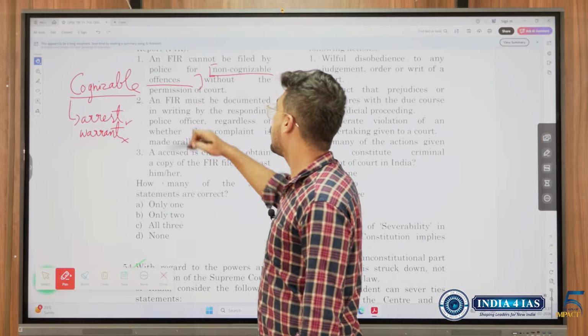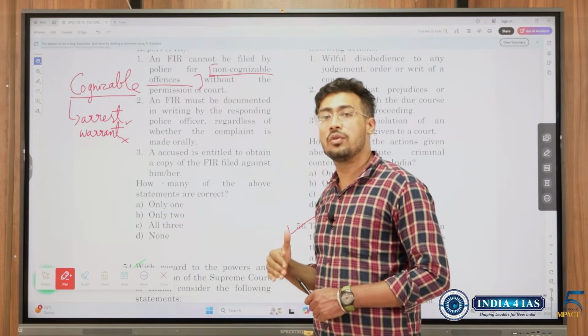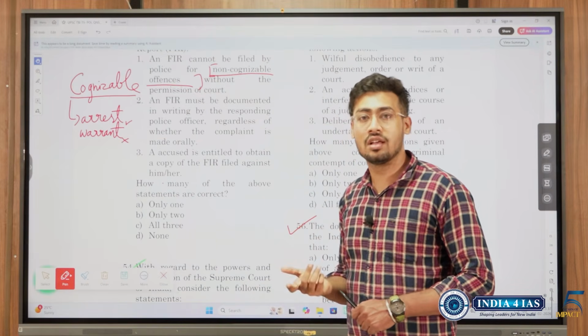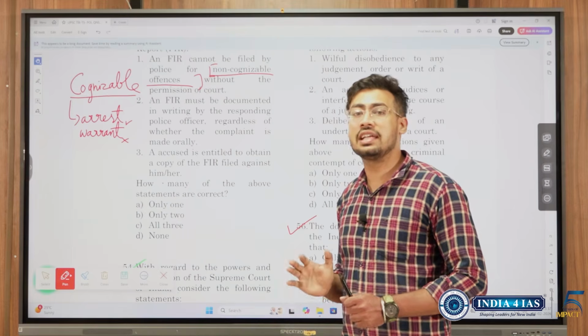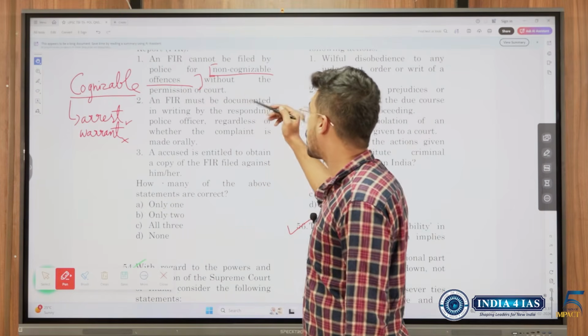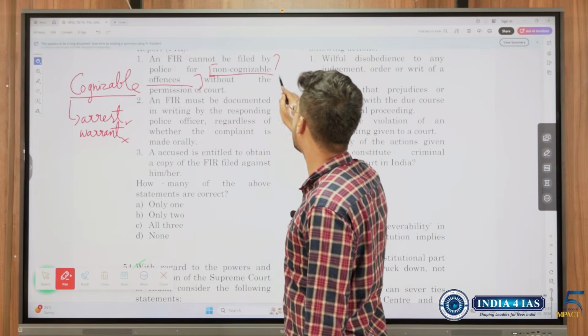So when non-cognizable offenses are being done, then before investigating or before arresting the person or the accused, the police will need the warrant from the court. So FIR cannot be filed by the police for non-cognizable offense without the permission of the court. This is correct.